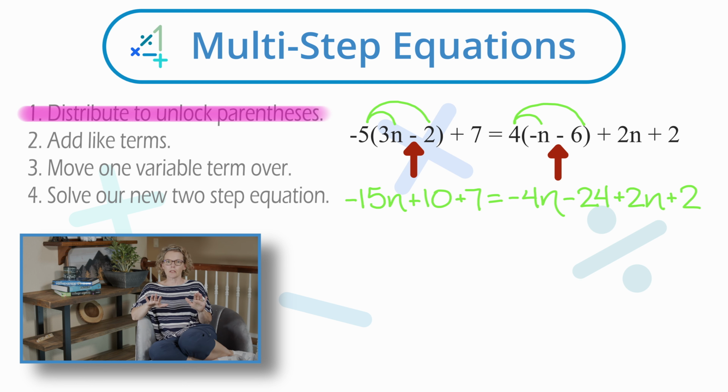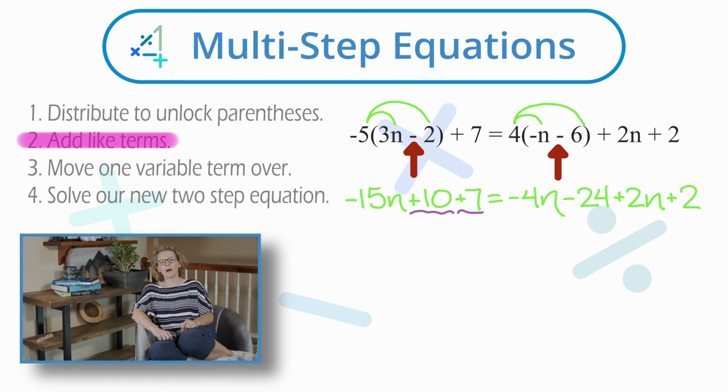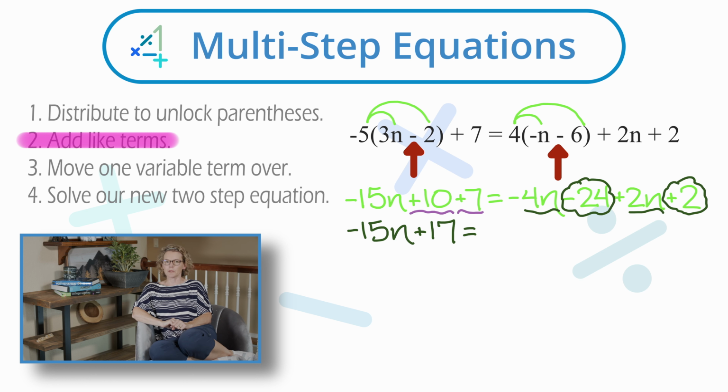Now, nothing is locked up, so we will move to step 2, where we look at each side of the equal sign and add any like terms. On the left side, the only like terms are 10 and 7, so I will copy down the -15n and then add 10 plus 7 for plus 17. On the right side, I see these n terms and number terms. Adding -4n plus 2n gives me -2n, and -24 plus 2 equals -22.